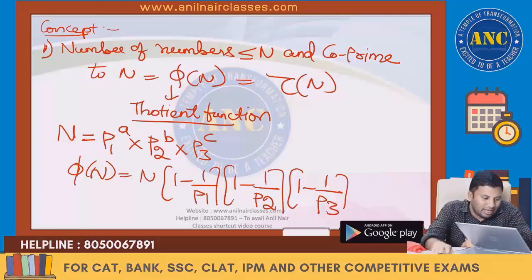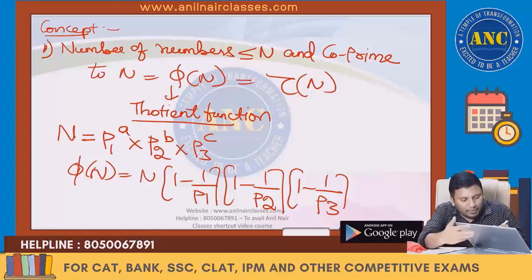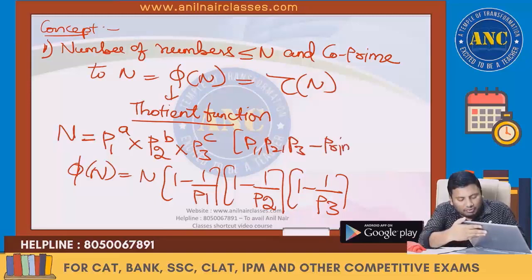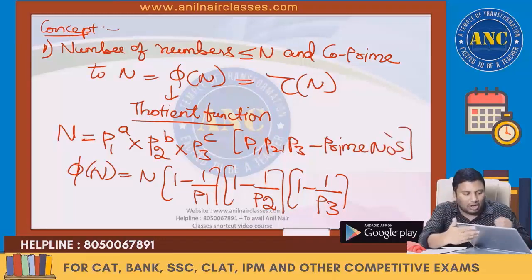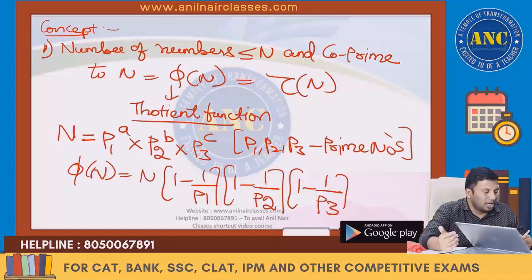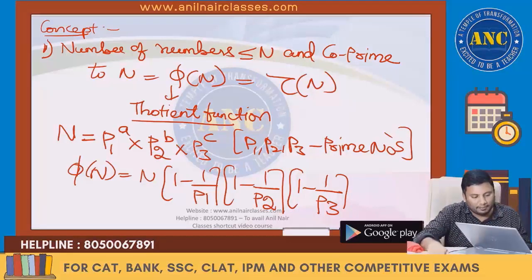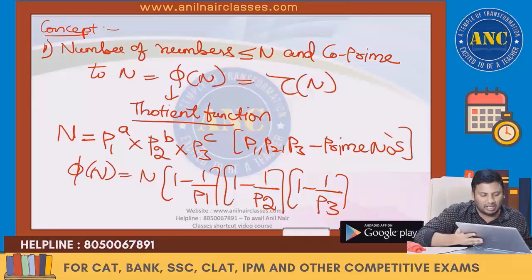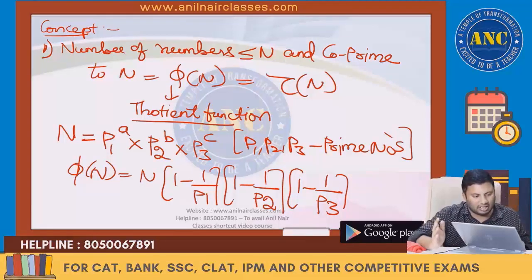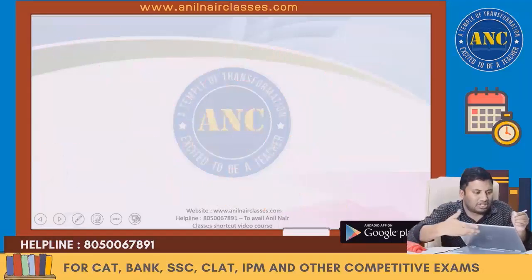The totient function of n is n into (1 minus 1 by P1), (1 minus 1 by P2), (1 minus 1 by P3). What are these P1, P2, P3? They are all prime numbers. This looks very mathematical. I will put it logically in the next slide. Drop your pens and just look at the screen. These are very mathematical, I'll put a very logical explanation.